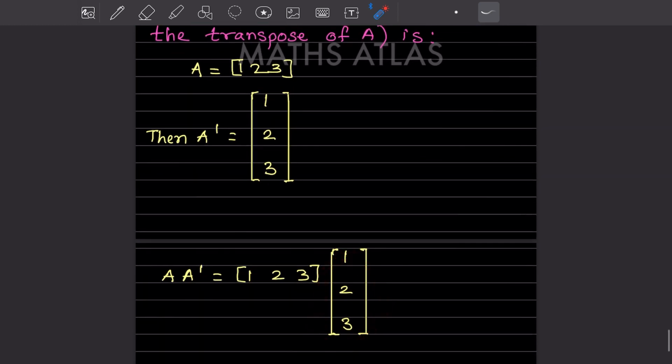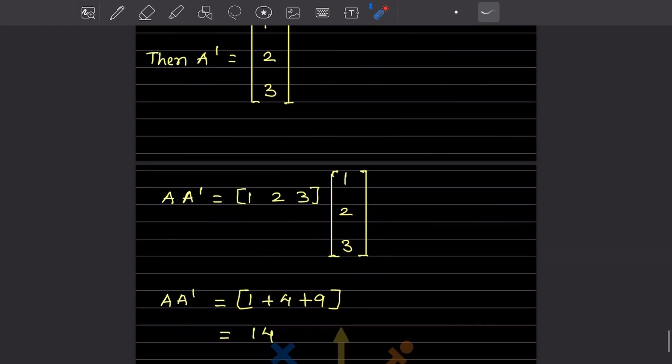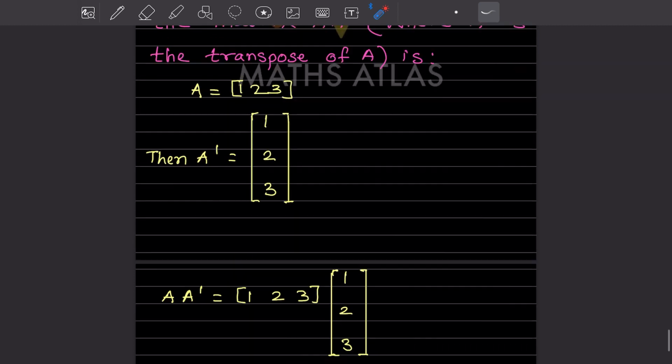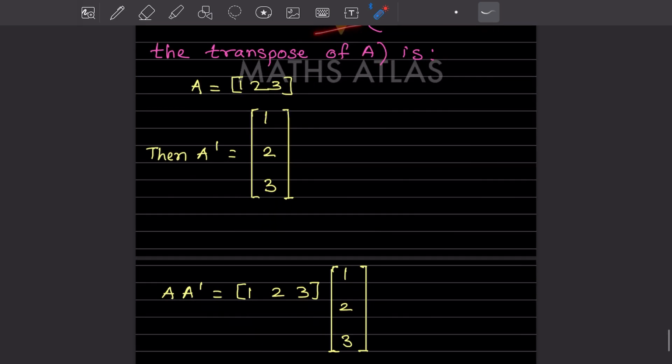So now what are we going to do? This into this is going to be 1. This into this is going to be 4. That we have to add. This into this is going to be 9. And again, that also you are going to add. So when you add all these things, you will get 14. So this is what we got. That is A dash.